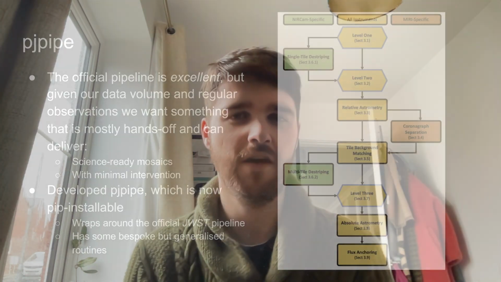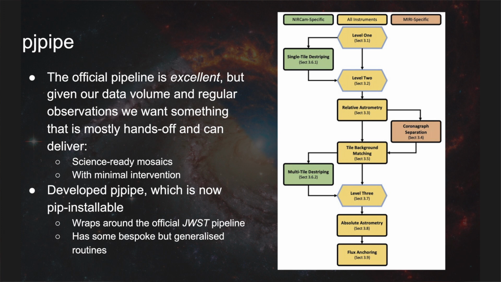So for this treasury, we have developed a tool that we call PJPipe. This is the PHANGS-JWST pipeline. It wraps around the official JWST pipeline developed at Space Telescope Science Institute, but offers a number of bespoke steps that we have developed specifically for our observations, although these are likely to be generally useful in a number of applications. These include tools for removing noise from NIRCam data, background matching between tiles in a mosaic, as well as more control over relative and absolute astrometry.